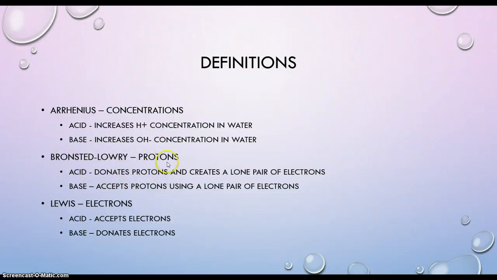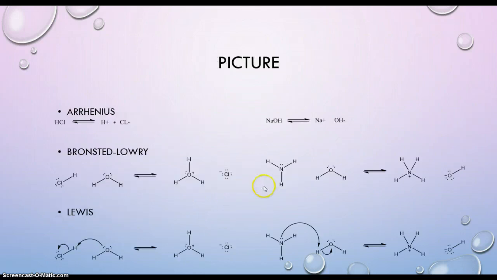An acid will donate protons, creating a lone pair of electrons, while a base accepts protons using a lone pair of electrons. So if you look right here, we have HCl, and the HCl is donating this proton to the water molecule, creating H3O plus and Cl minus.